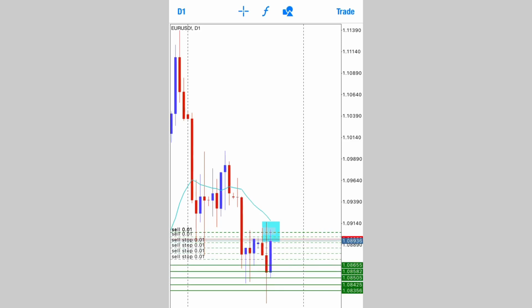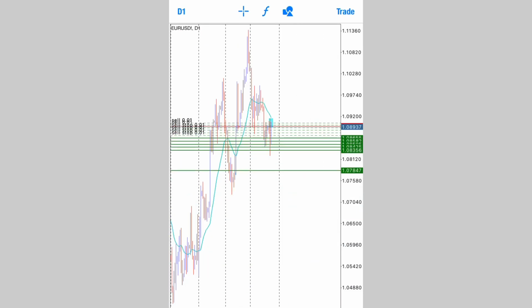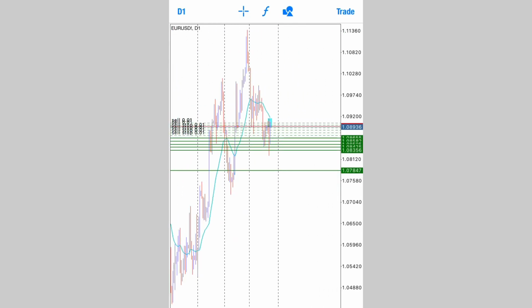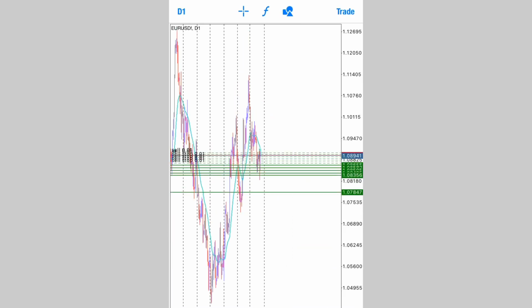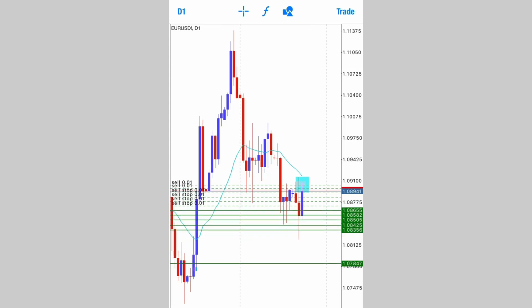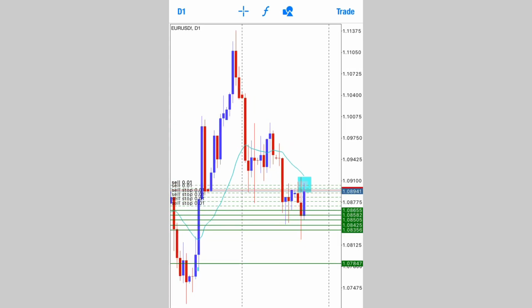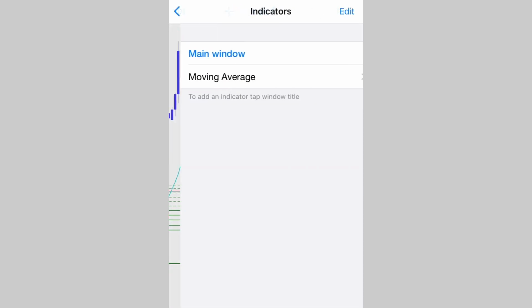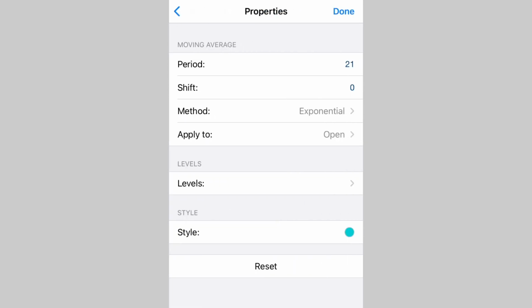This strategy is a very naked chart strategy. You don't need any trend line, you don't need much supply and demand. All you need to know is how to identify the trend, and once you identify the trend, you put on your moving average. The moving average I'm using here is the exponential 21 moving average. Just apply it.